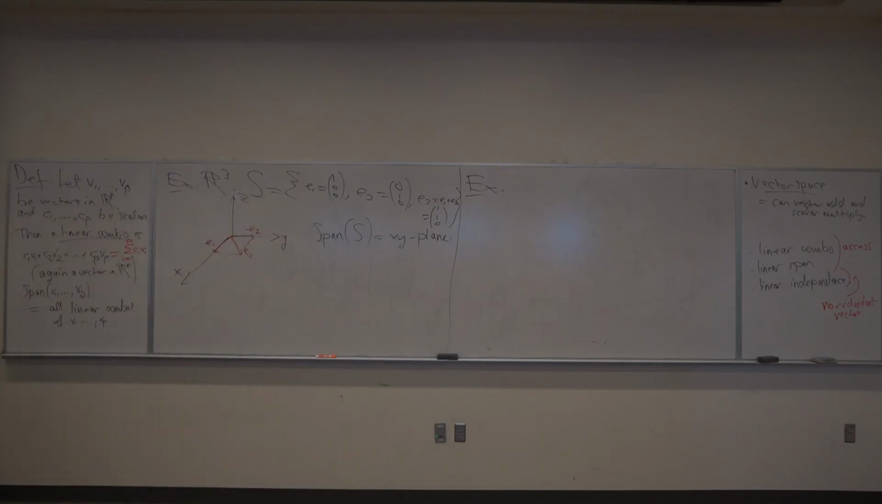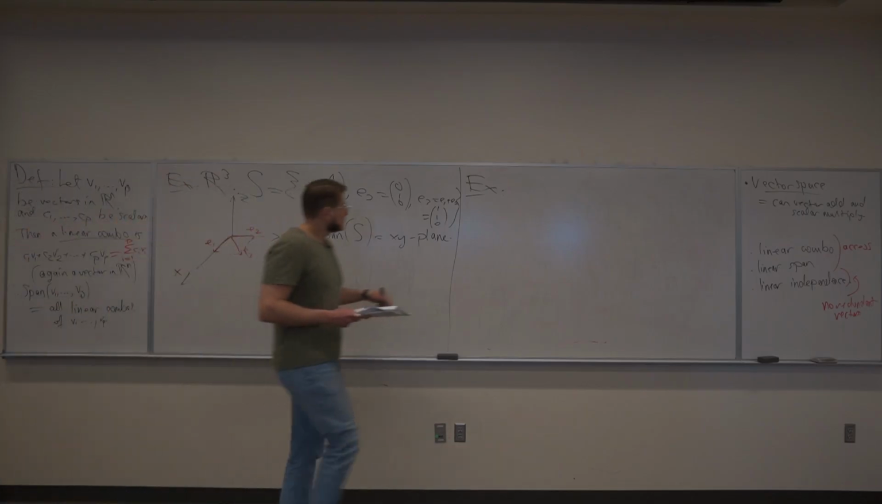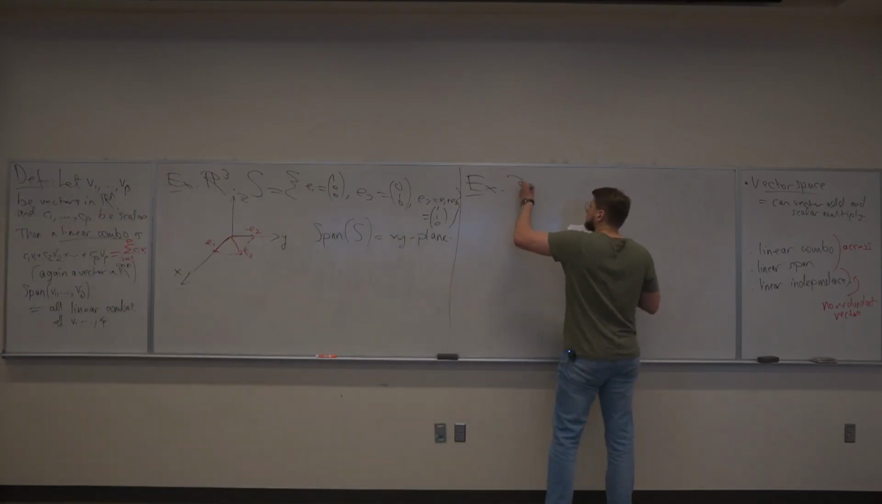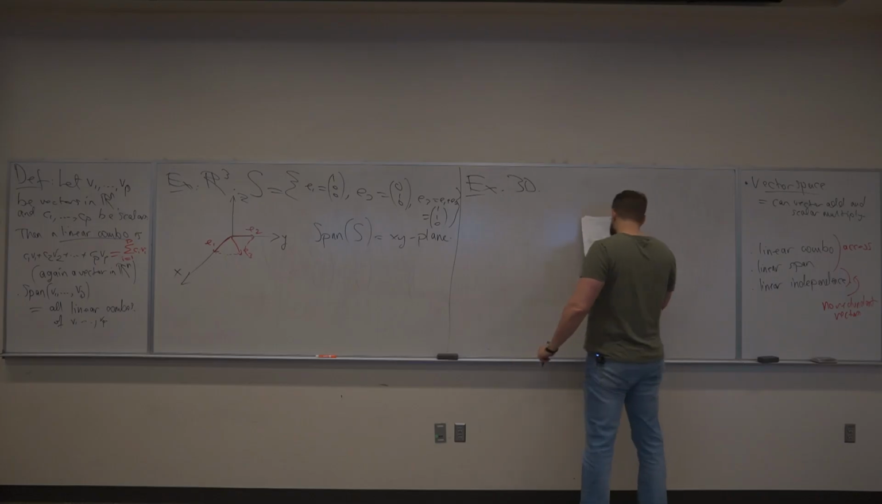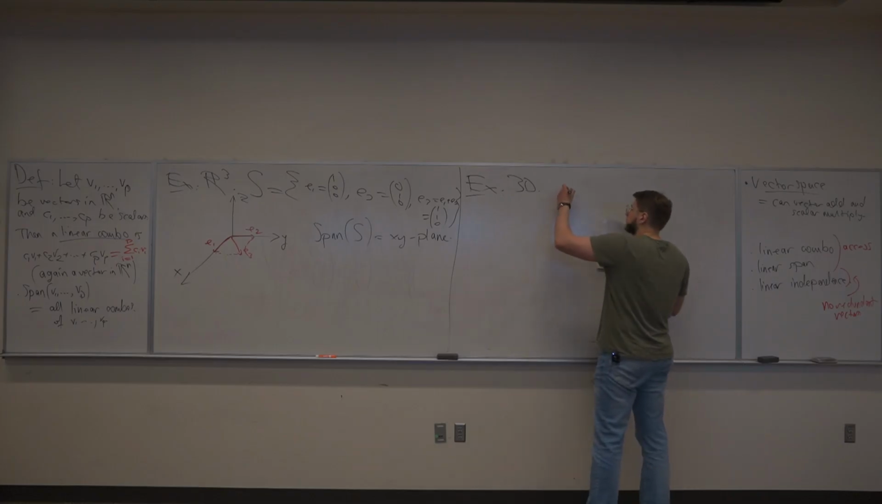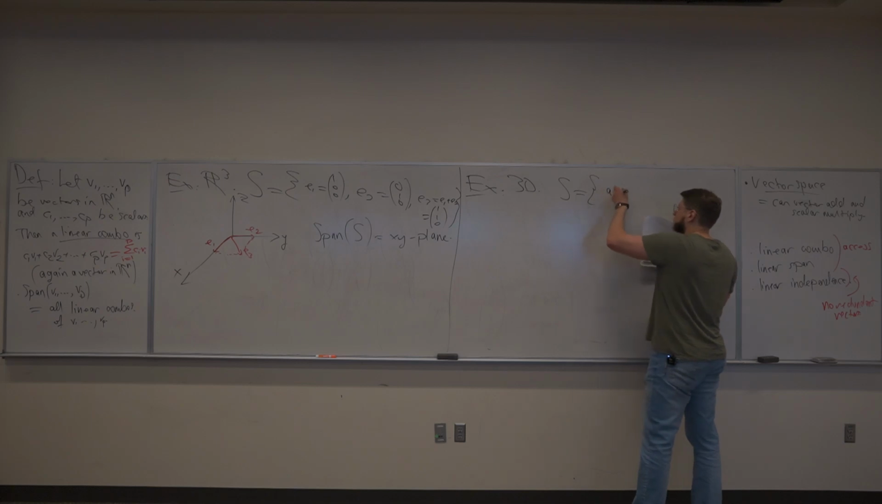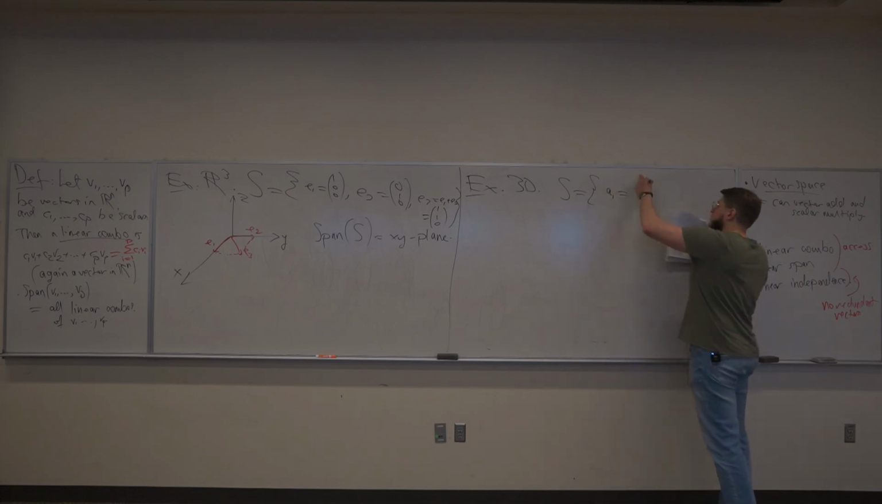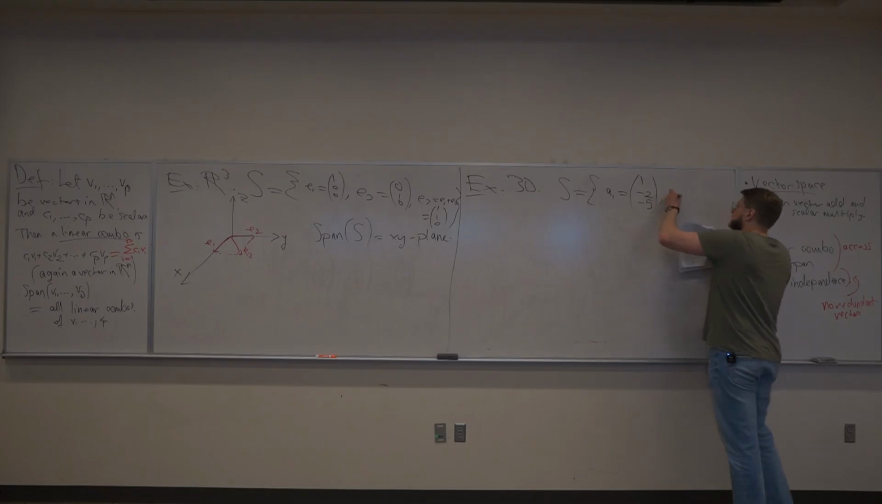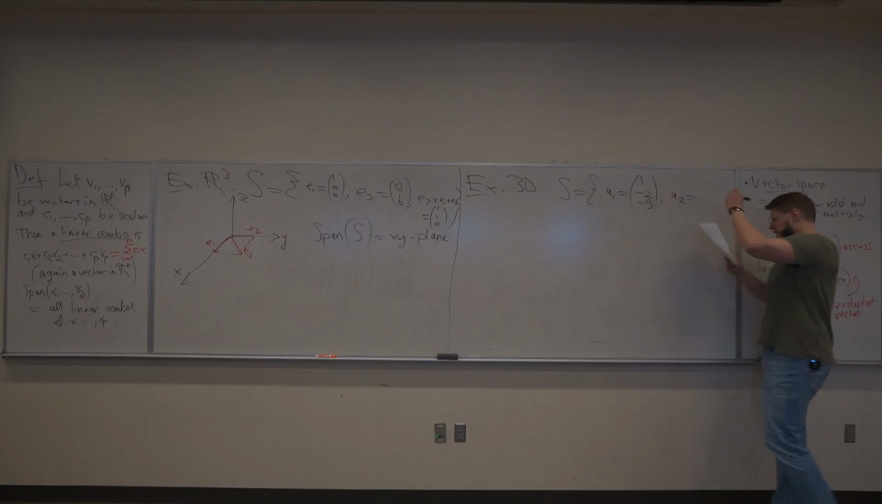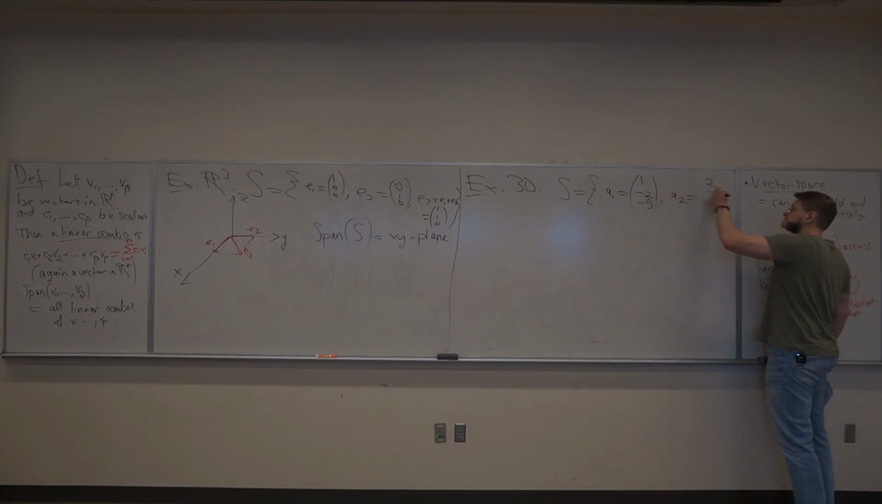Again, we're in 3 dimensions. So let's say my set is A1. The first vector is (1, -2, -5). And then my second vector, A2, is (2, 5, 6).